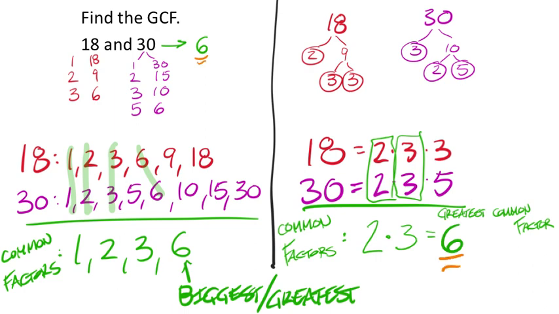Okay, so it doesn't matter which method you use, you get the same answer as you should, but you get to choose which one you want to use. On the next problem, I'm going to use prime factorization, but again, if you want to make the lists, that's fine as well. So on this one, I've got 8 and 12.